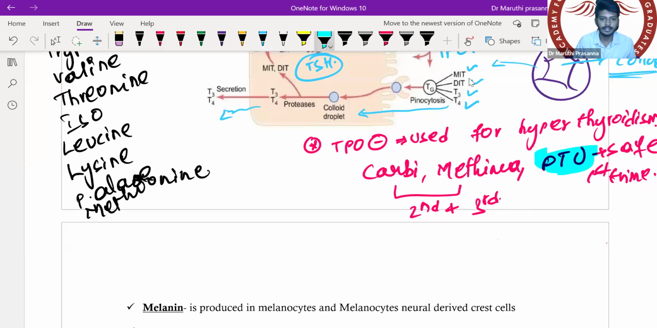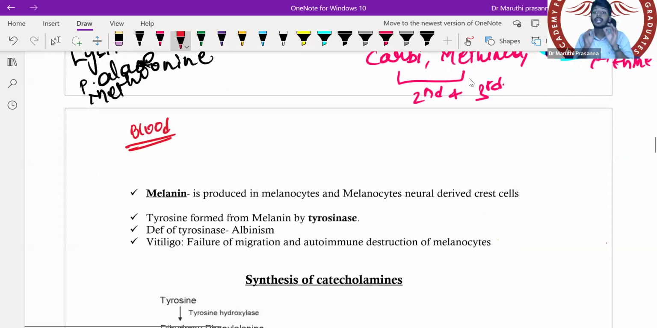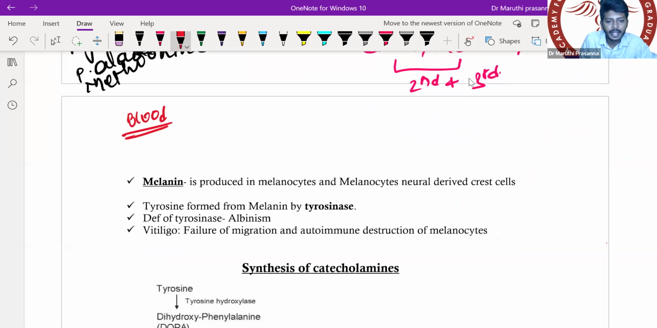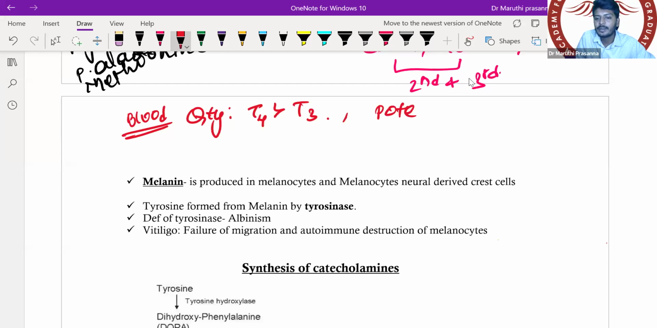TPO inhibitors are used for hyperthyroidism. Then the next one, my dear students: in the blood itself, what happens to the quantity of T3 versus T4? First, quantity. With respect to quantity, your T4 is more than T3. And one more point I want you to remember, apart from quantity, is potency. Potency means ability of action. T3 is more potent than T4. T4 is less potent.